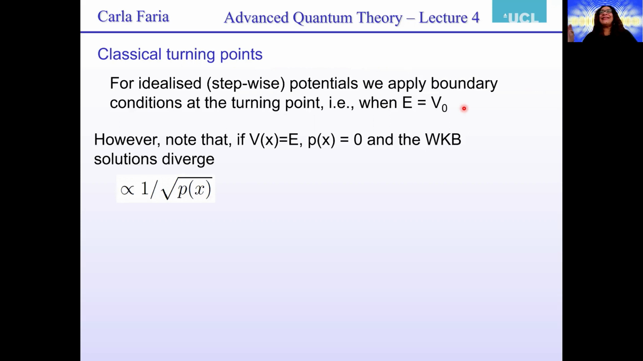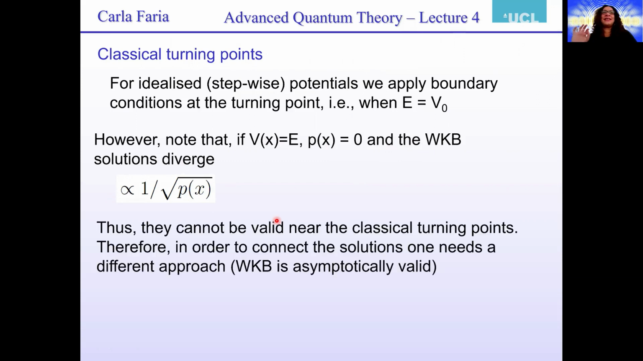Now, here, we have just derived these WKB wave functions, and what we can see is that when this happens, p(x) is going to be equal to 0. So when V(x) is equal to E, or the energy of the particle, p(x) will be 0, which means that WKB solutions are going to diverge because they are proportional to 1 over the square root of the momentum. So what can we do under such circumstances? How do we treat this?